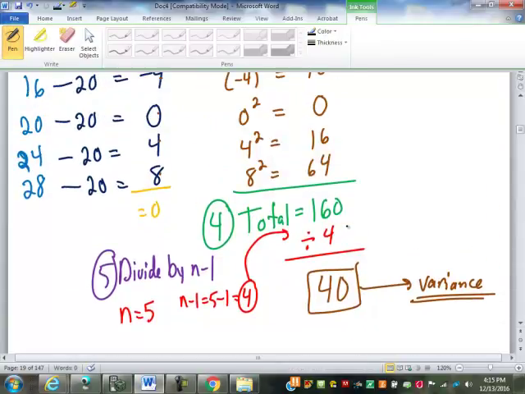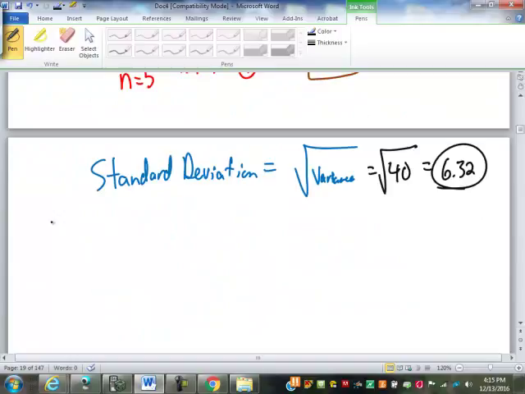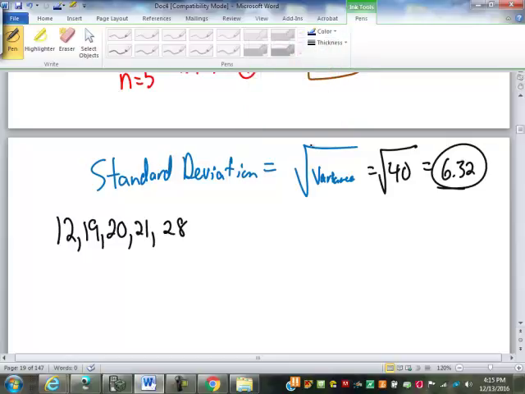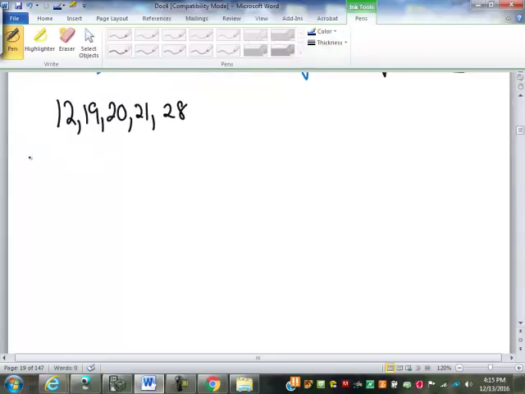Now my other data set was 12, 19, 20, 21, 28. And we said those look like they're less spread out. Let's find the standard deviation of them quick. What's step 1? Find the mean. What's the mean of that set of numbers? It's 20. Add them all up, they add up to 100. Divided by 5 is 20.